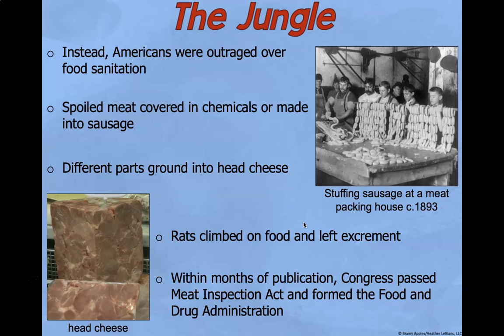So what happened when The Jungle was published? Americans were outraged over food sanitation. Keep in mind, this is stuff that's going to go on your kitchen table, and you will eventually ingest it, which means you're going to eat it. So they figured out there was spoiled meat covered in chemicals or made into sausage. This is a picture of stuffing sausage in a meatpacking house in 1893.